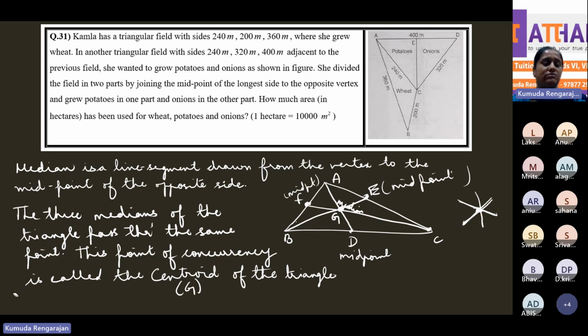Yeah, take a screenshot, children. Take a picture. When you take a picture, children, it comes with the annotation, right? When you capture a screenshot, make sure you're getting what I write also. Median is a line segment. What I have written, that also should be in the screenshot.